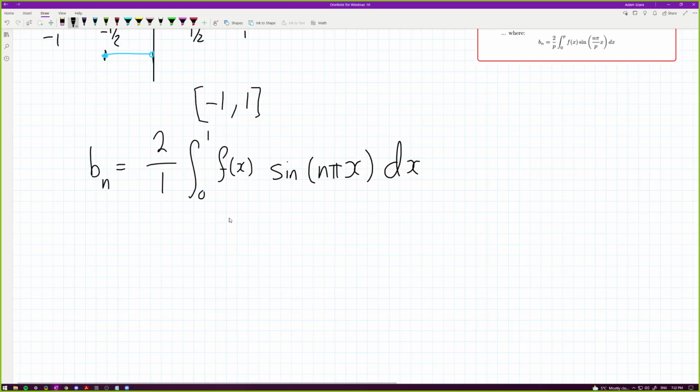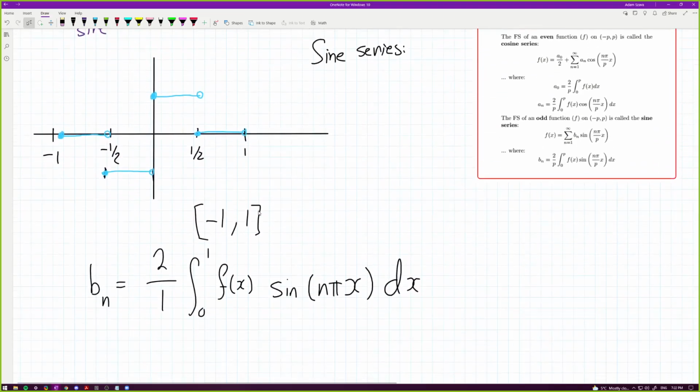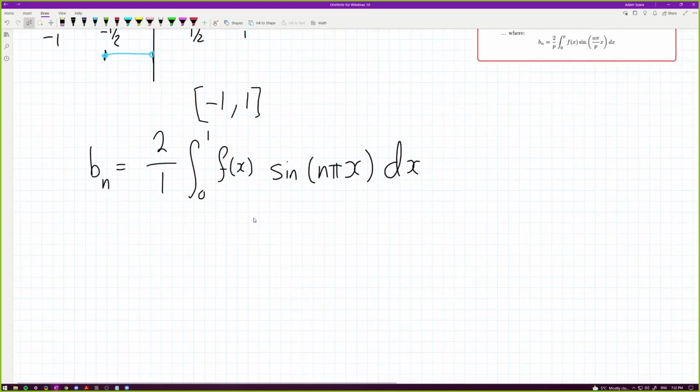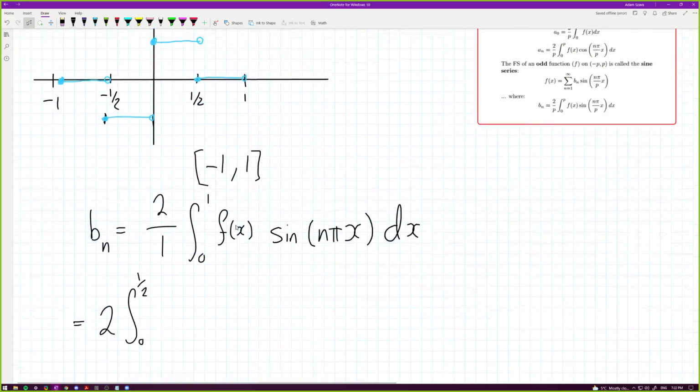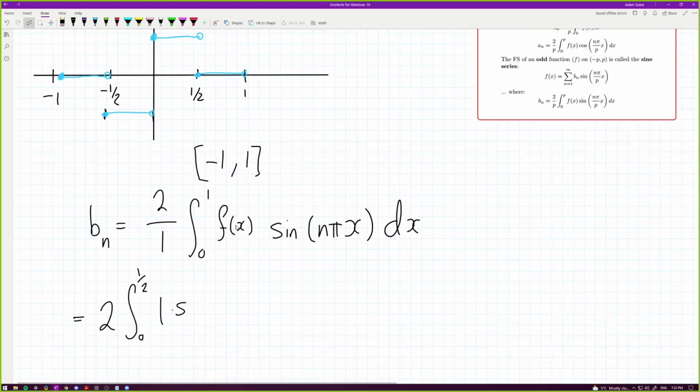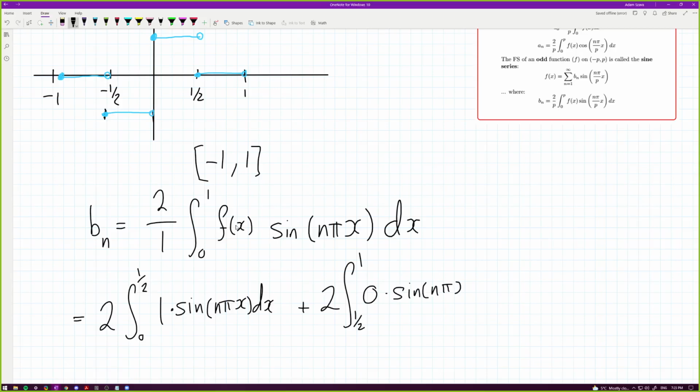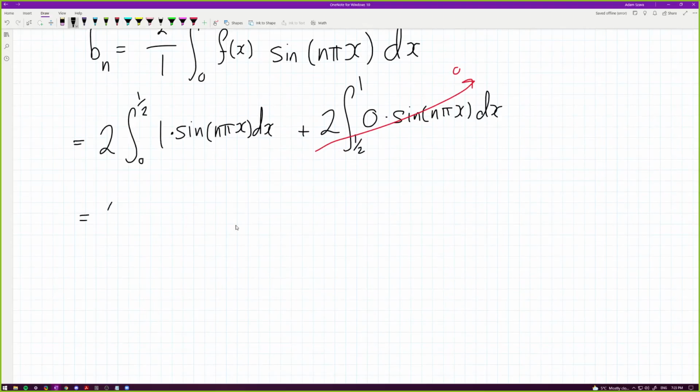Okay, so now I just have to separate it because the function changes its definition in 0 to 1. It changes at a half. So I write this as 2 times the integral from 0 to 1/2 of, what is f of x in that interval? It's 1, so 1 times sine n pi x dx. And then I add the other one, from 1/2 to 1. In that interval it's 0 times sine n pi x dx. The integral of 0 is 0, so that goes away, lucky us. All we have is this right here, which is really simple to calculate.